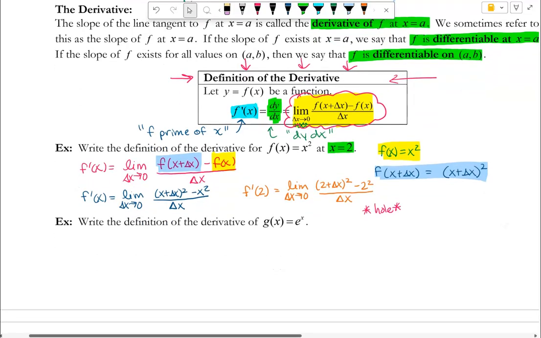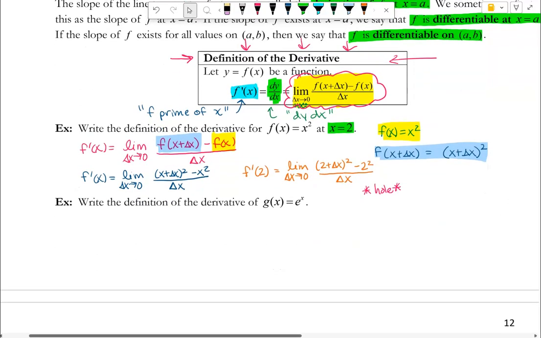All right, our second example is to write the definition of the derivative of g if g is equal to e to the x. So we are not given a particular value of x to plug in here. So out to the side, I'm going to think, if g of x is e to the power of x, I know the other piece I'm going to need for the definition of my derivative is g of x plus delta x. So again, just like before, I'm going to take e to the x, but wherever I have an x, I'm going to change that to x plus delta x.